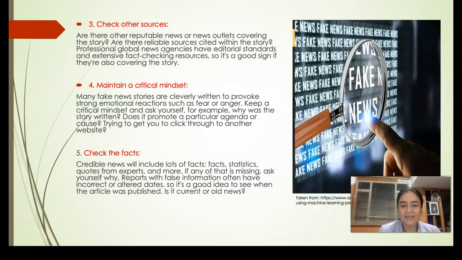Credible news will include lots of facts, statistics, quotes from experts, and more. If any of that is missing, ask yourself why. Reports with false information often have incorrect or altered dates, so it's a good idea to see when the article was published. Is it current or old?